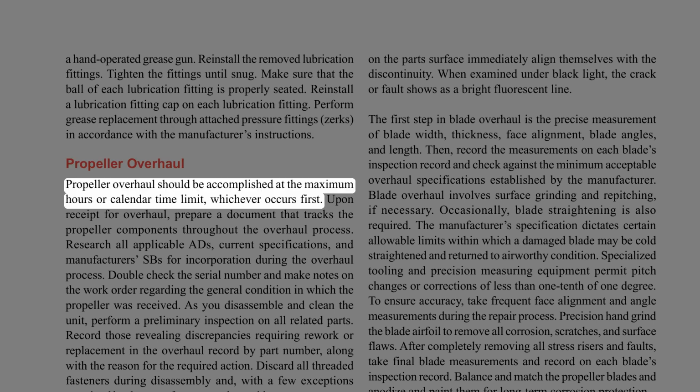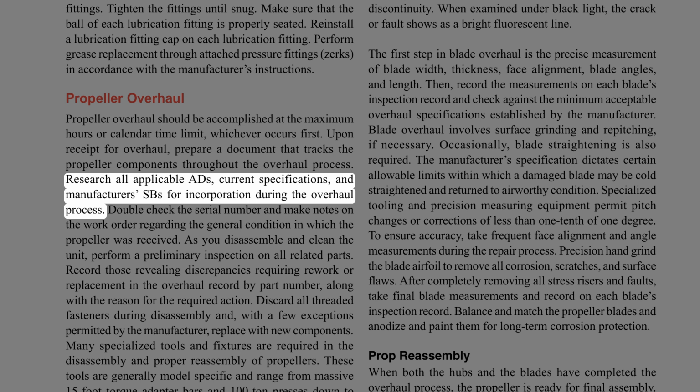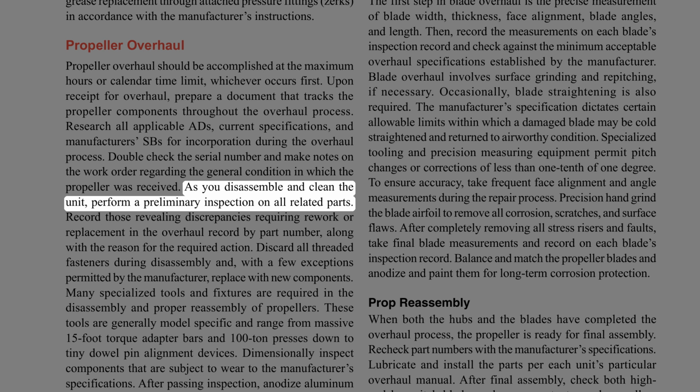Propeller Overhaul. Propeller overhaul should be accomplished at the maximum hours or calendar time limit, whichever occurs first. Upon receipt for overhaul, prepare a document that tracks the propeller components throughout the overhaul process. Research all applicable ADs, current specifications, and manufacturer's SBs for incorporation during the overhaul process. Double-check the serial number and make notes on the work order regarding the general condition in which the propeller was received. As you disassemble and clean the unit, perform a preliminary inspection on all related parts.